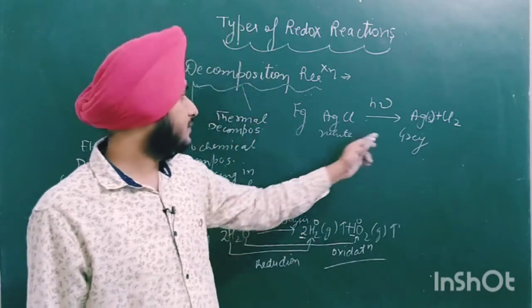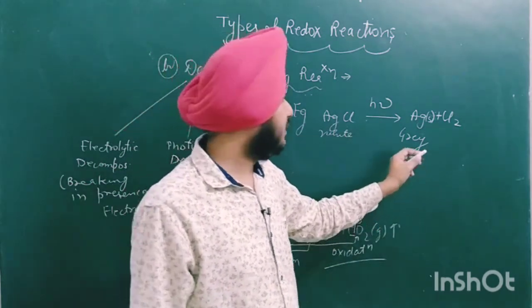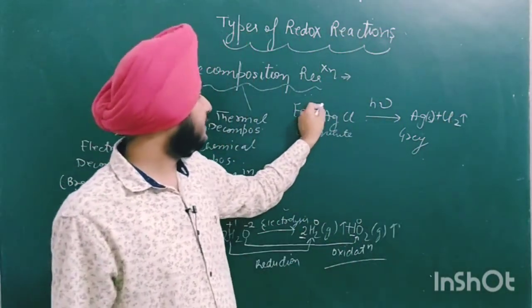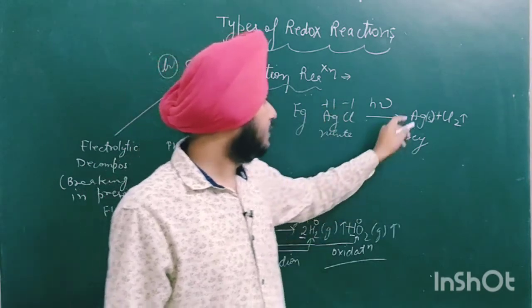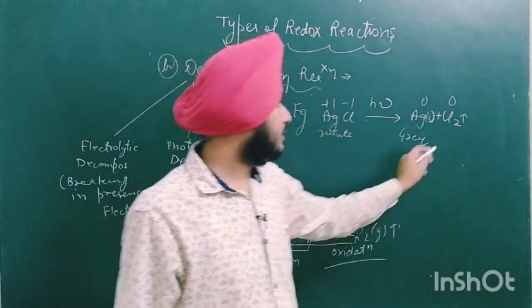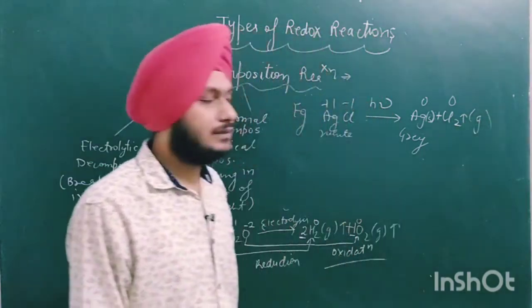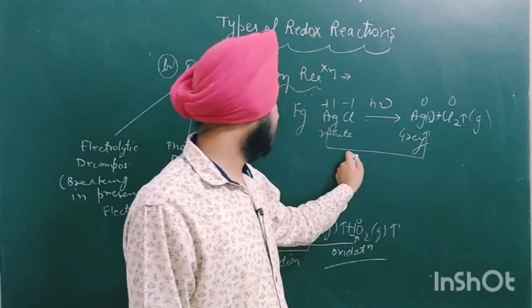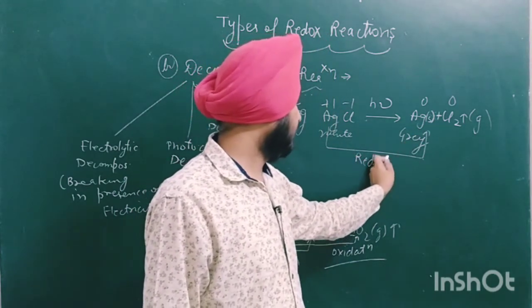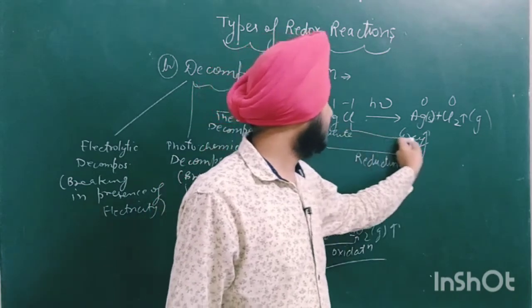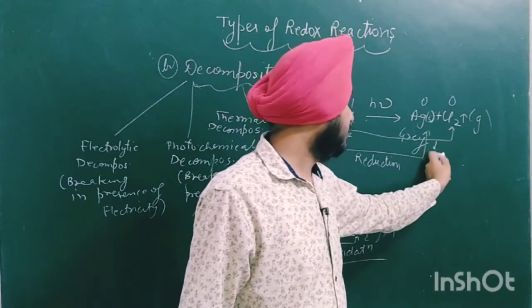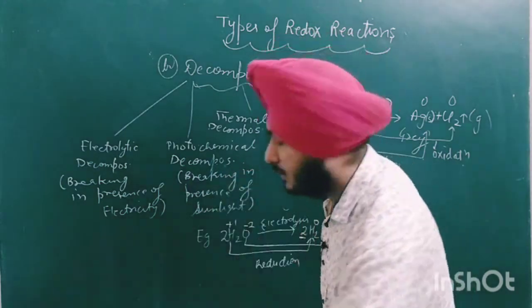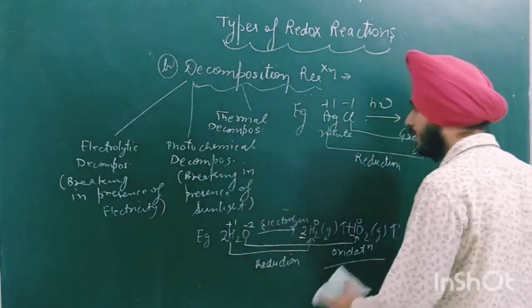So this is a decomposition reaction, a photo decomposition reaction, and how is it a redox reaction? Here Ag is +1 and Cl is -1. Then Ag is 0 and Cl is 0, and this Cl is in gaseous state, that is why it is in elemental state. So Ag gets converted from +1 to 0. This is reduction, and Cl gets converted from -1 to 0. This is oxidation. That is why it is also known as a redox reaction.